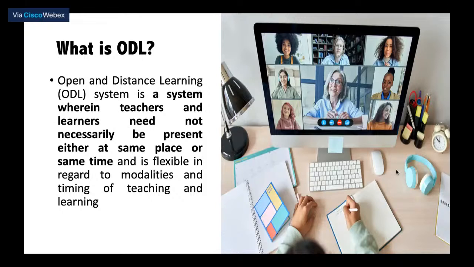So in ODL, the system is such that teachers and learners need not necessarily be present at the same time or the same place. Okay, so it is flexible with regard to modalities and timing of teaching and learning. You have your syllabus, and you need to rethink your syllabus so that you can make it much more flexible for you and your students.